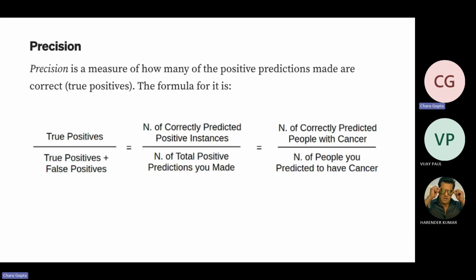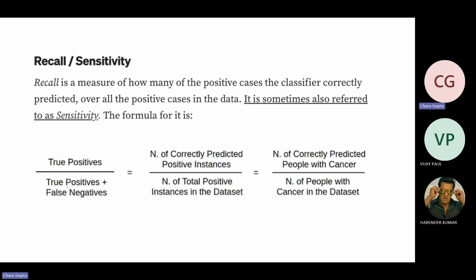The second one is precision. In precision, we only care about true positives, right? And it is a ratio of true positive upon TP plus false positive. Next is recall or sensitivity. Here also we are taking the true positive, but here we are considering the false negatives in the denominator.